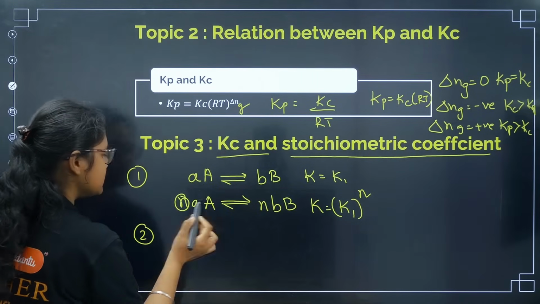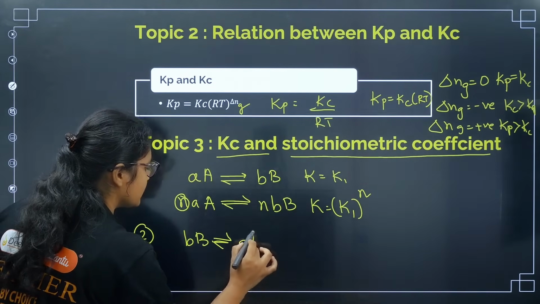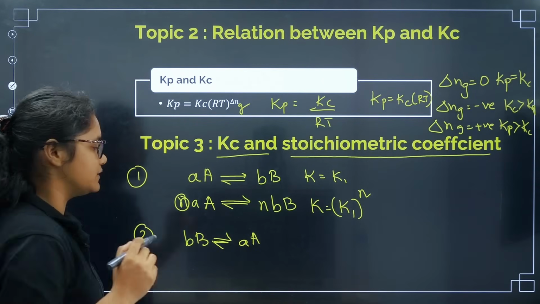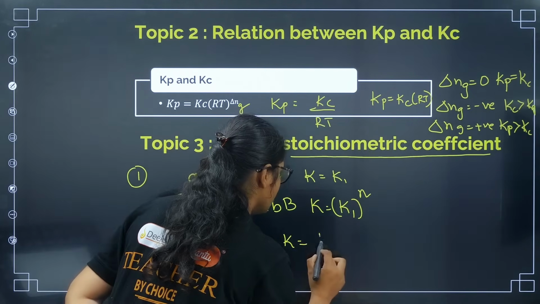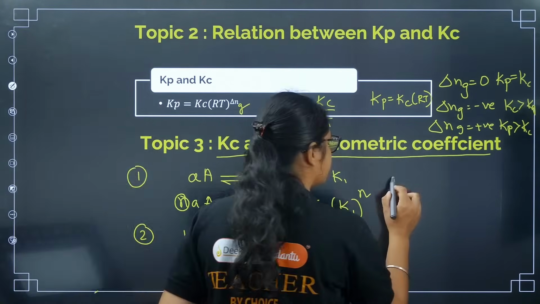Now, if I want to reverse this reaction, suppose I want to write like this, bB gives aA. So, when a reaction is reversed, the equilibrium constant becomes inverse. So, now the new K for this one will be 1 by K1. Clear?